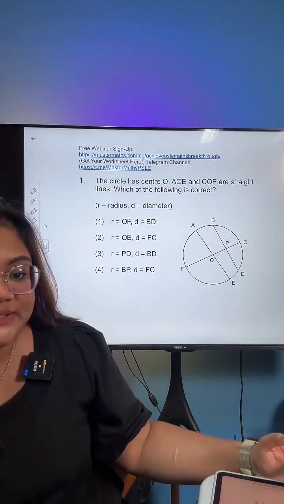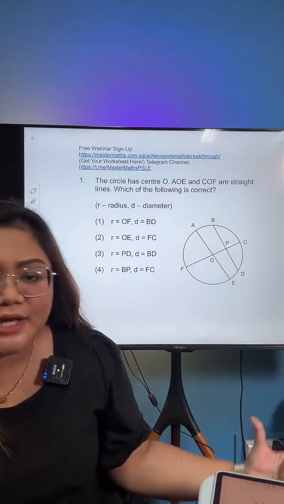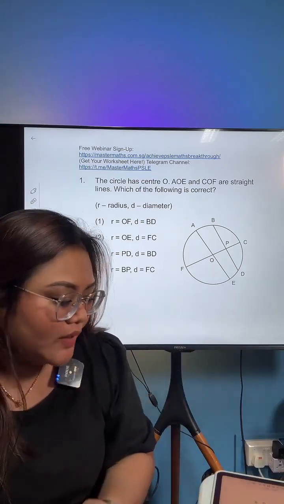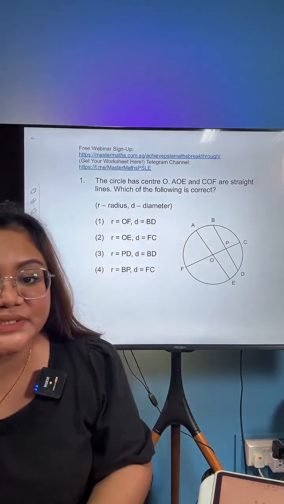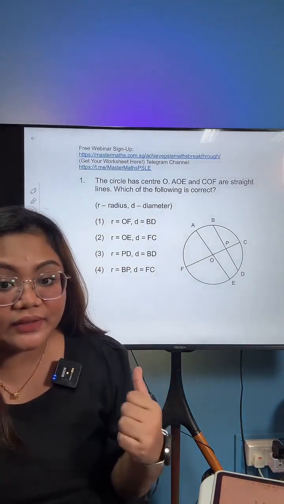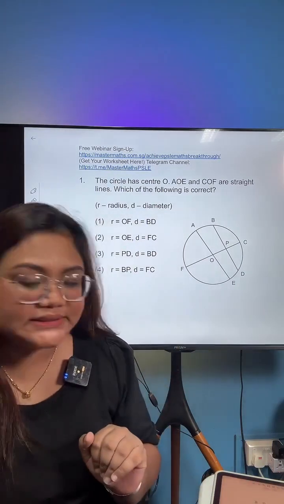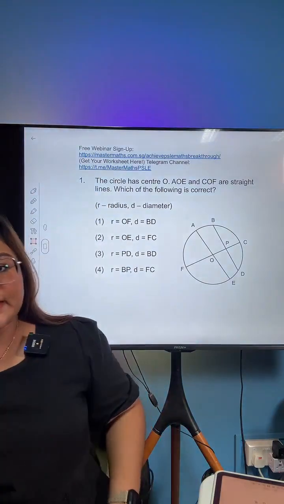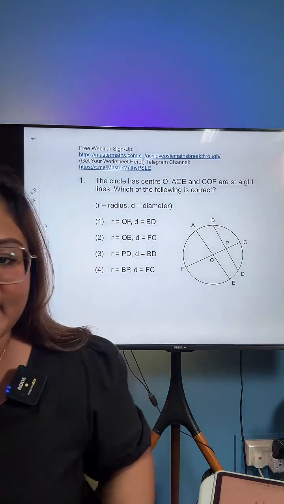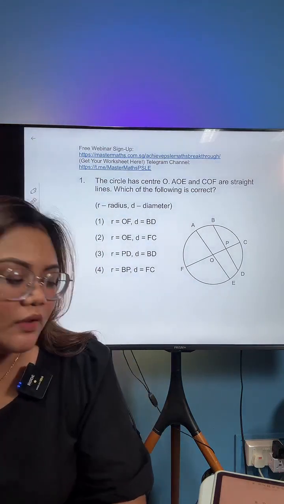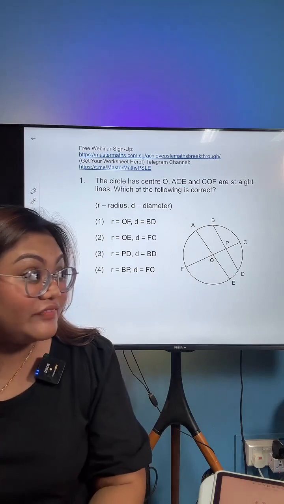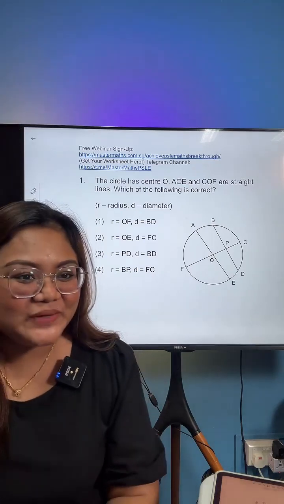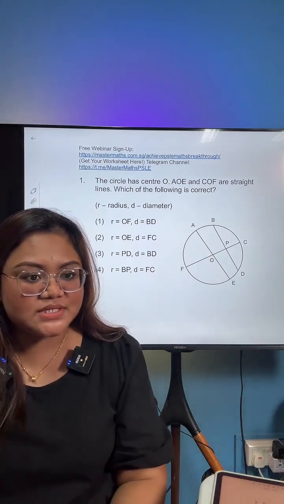Now, this first question is not something that you usually see, but it is very manageable. This is asking you on the radius and diameter. Can you please try the question and type your answer into the chat? We want to identify the correct radius and diameter. What is the correct radius and diameter?